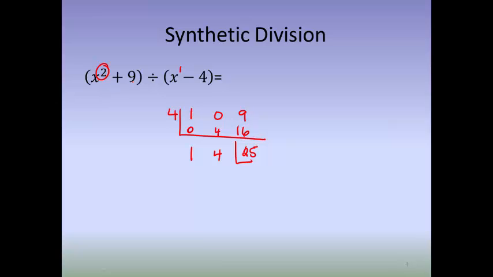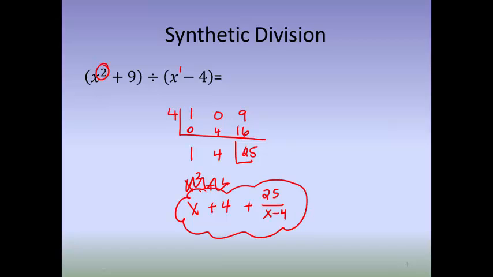Because it was a quadratic, the result is linear. x plus 4, and then my remainder of 25 over x minus 4. This is the resulting result from dividing that quadratic by this linear polynomial. All right, great job.